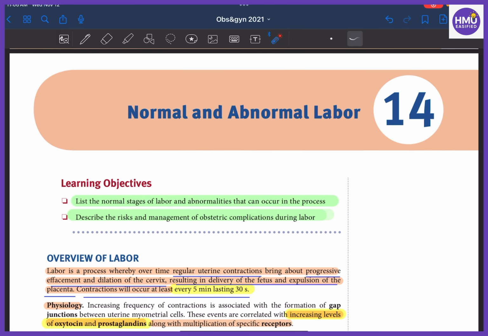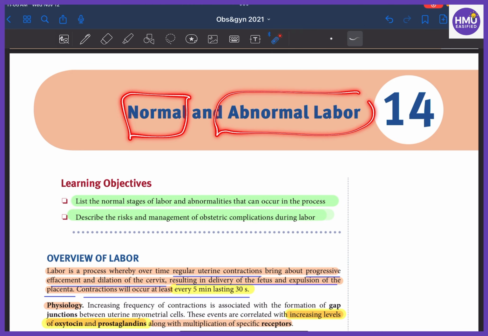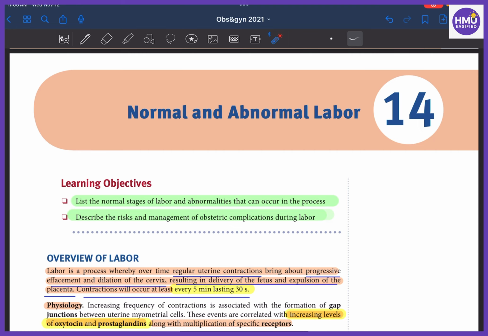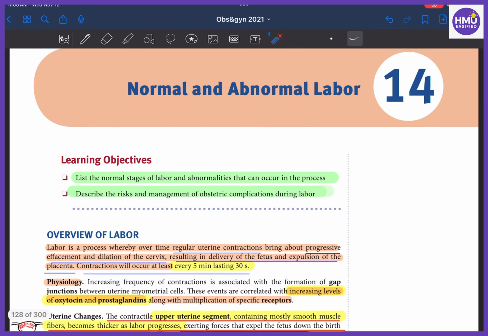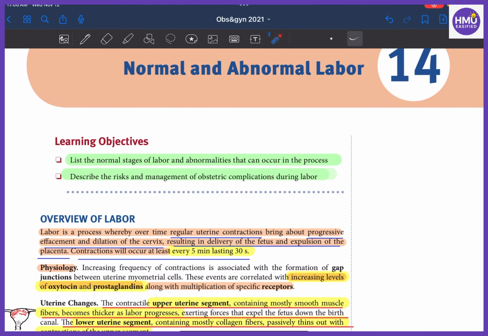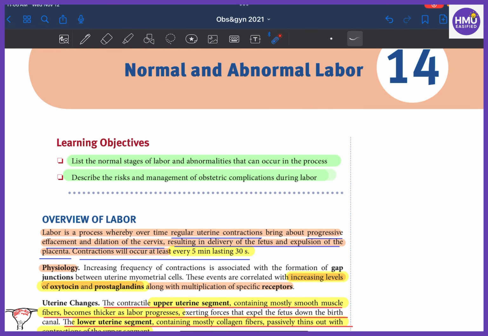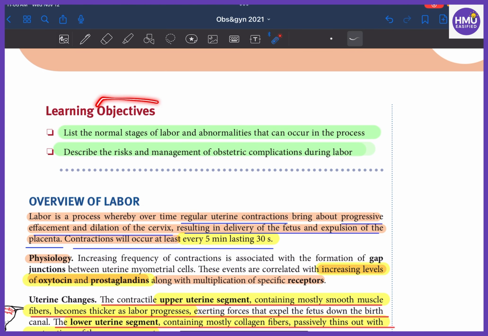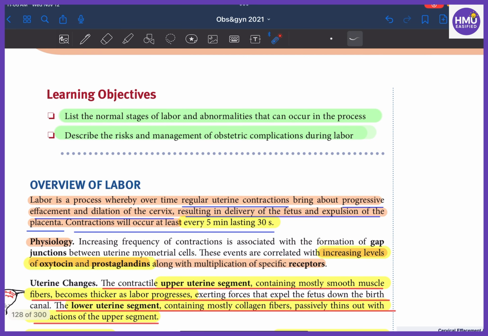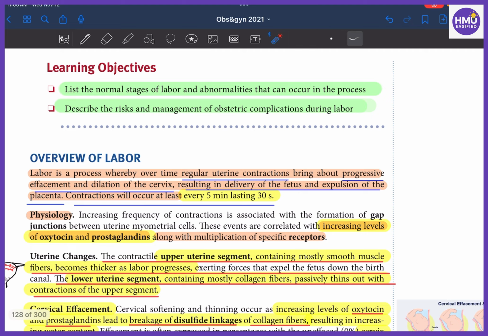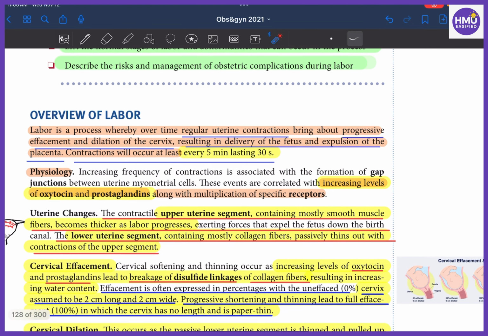Hello everyone. I'm making this video to talk about normal and abnormal labor. Now, I don't know if we have this topic as a theory lecture in our college, but it's a very important topic, so I'll try to make a video about it, and it might be a bit long because it's a long chapter. So, our objectives in this video are to list the normal stages of labor, and then describe the complications and the management of these complications.